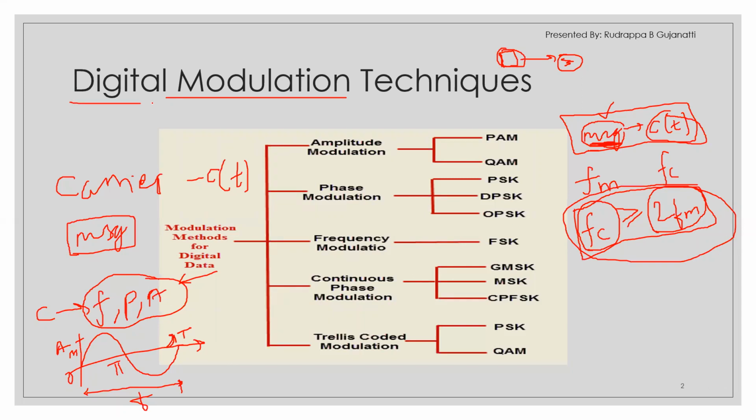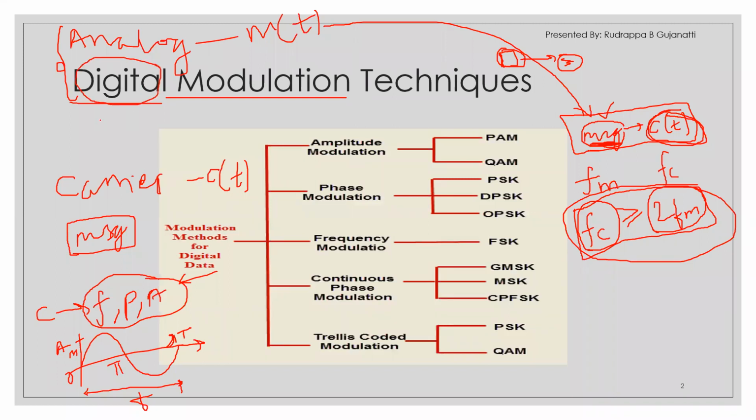Now, when do I call the modulation digital and when do I call it analog? If the message signal M of t is continuous or analog, and this message signal is altering the properties of the carrier, then I call it analog modulation. Now, if this message signal is a bit stream, that is, zeros or ones, and it is used to alter the characteristics of the carrier signal, then we classify it as digital modulation.